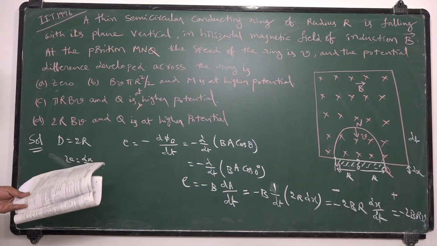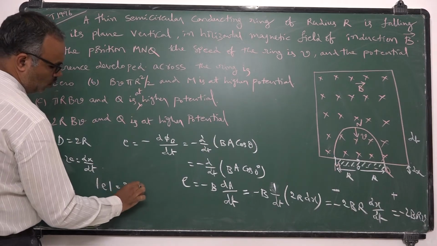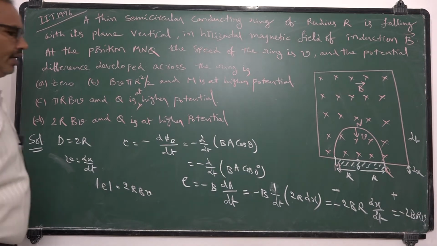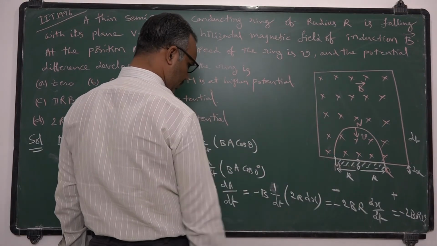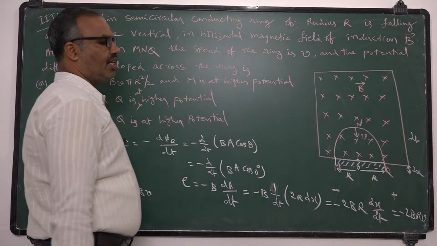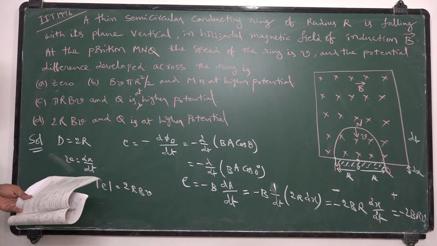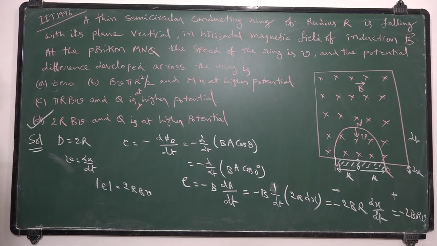Here minus indicates direction. Magnitude of EMF developed is 2RBV or 2BRV, anything you can take. Here dA is the change in area. Change in area is dx into 2r. It is observed in dt time. dx by dt can be written as V. So 2RBV such that Q is at higher potential. This is the answer for the given question.